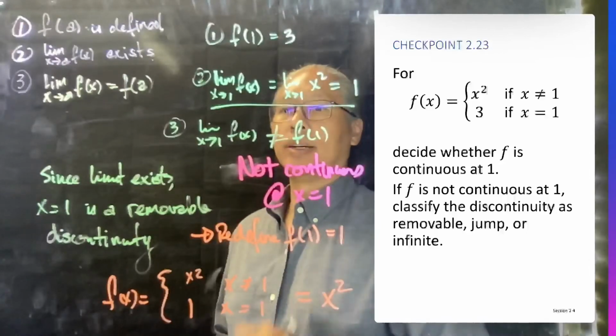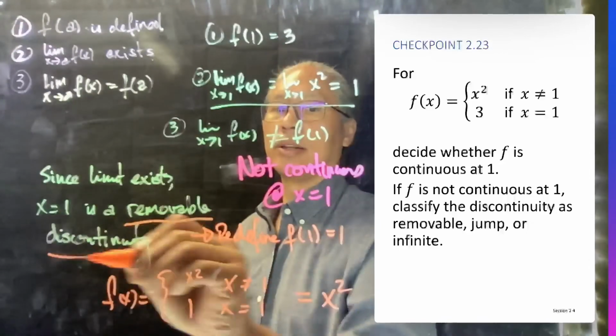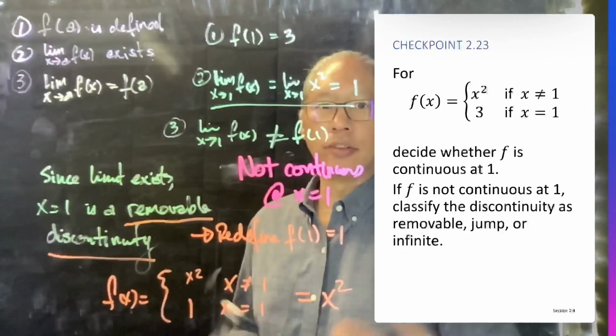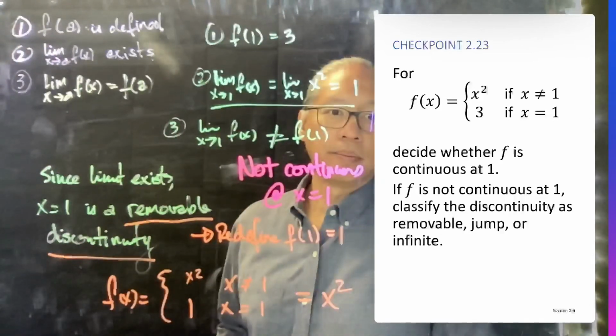So in any case, we've identified the type of discontinuity, and then we can find a way to fix it if we wanted to. All right, I hope that helps.